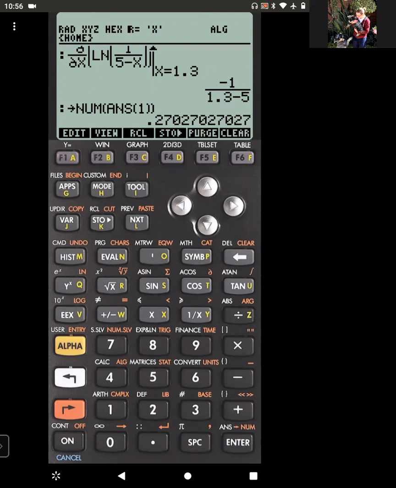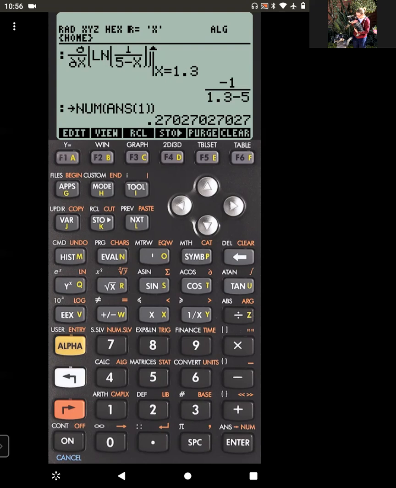Okay, one more on the calculator, and that is number 3. It says, write the equation of the line tangent to y equals square root of x over x cubed plus 1 at x equals 1. So in order to find the equation of the tangent line, I'm going to use my calculator to find the slope of the tangent line, which is the derivative at the point x equals 1.